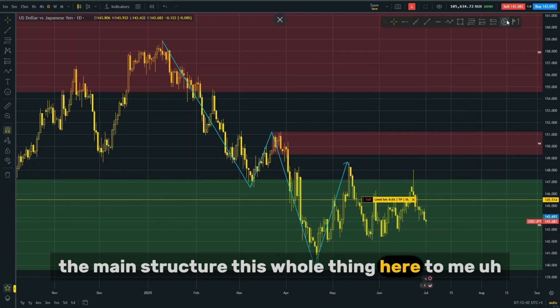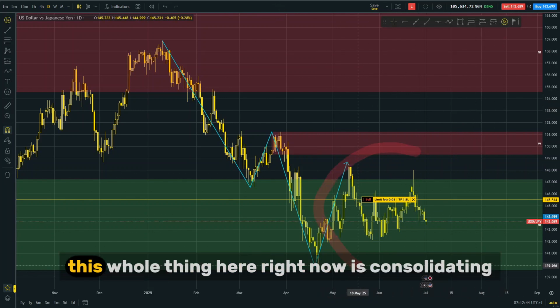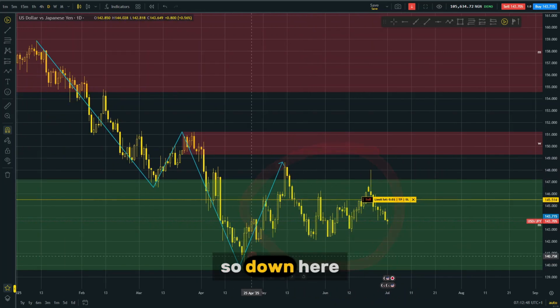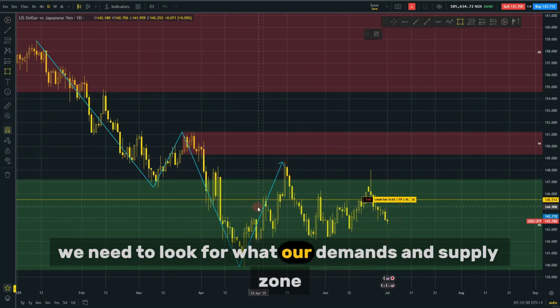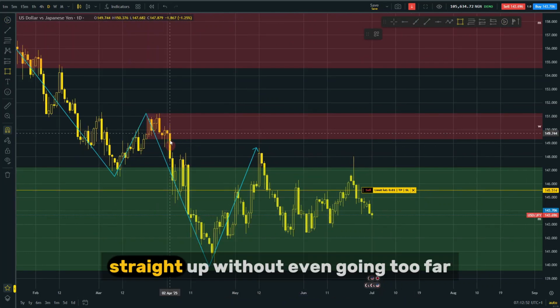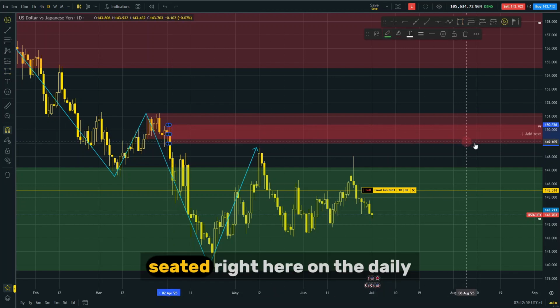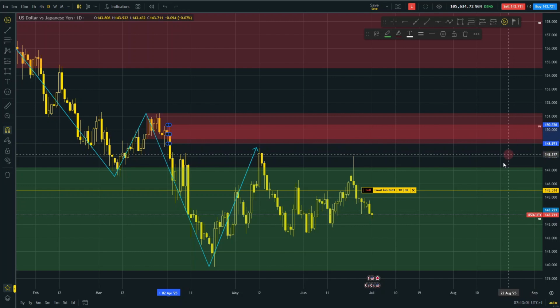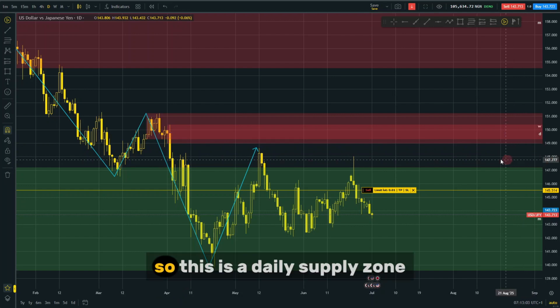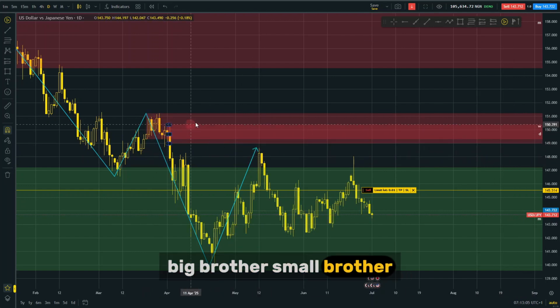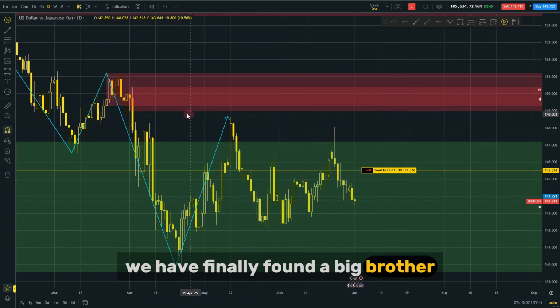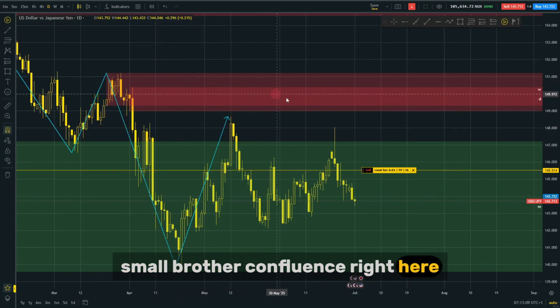This is what we have right now, and we have price consolidating within the main structure. This whole thing here right now is consolidating. So down here, we need to look for what? Our demand and supply zones. Straight up, without even going too far, I can see a clear supply zone seated right here on the daily. So this is a daily supply zone, big brother, small brother. We have finally found the big brother, small brother confluence right here.